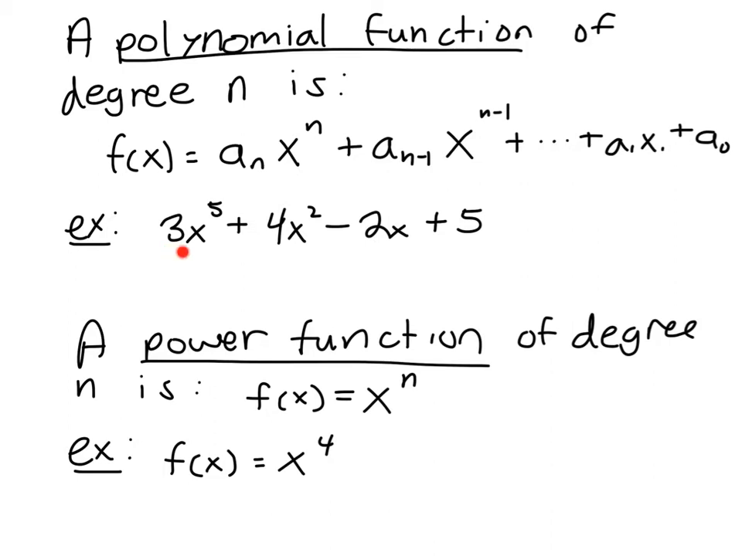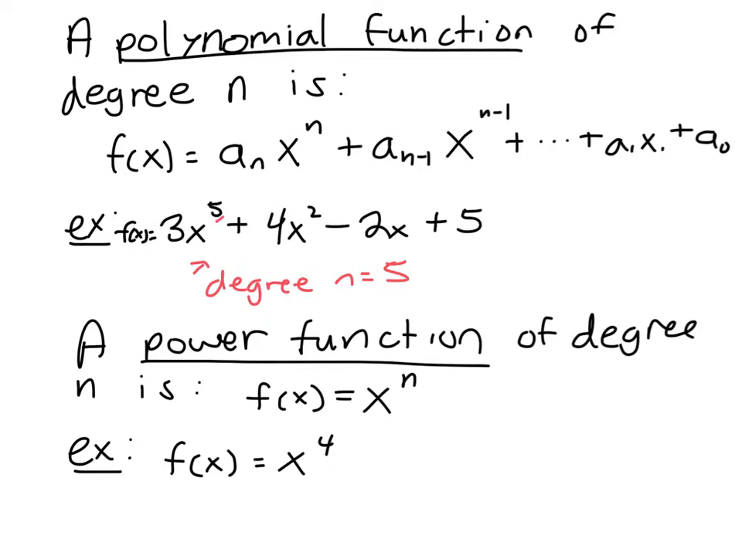So here I have an example. Really, this should say f of x equals, for this to be a function. So here's an example of a polynomial function, and we can see that it's of degree n equals 5, because the highest power here is 5.